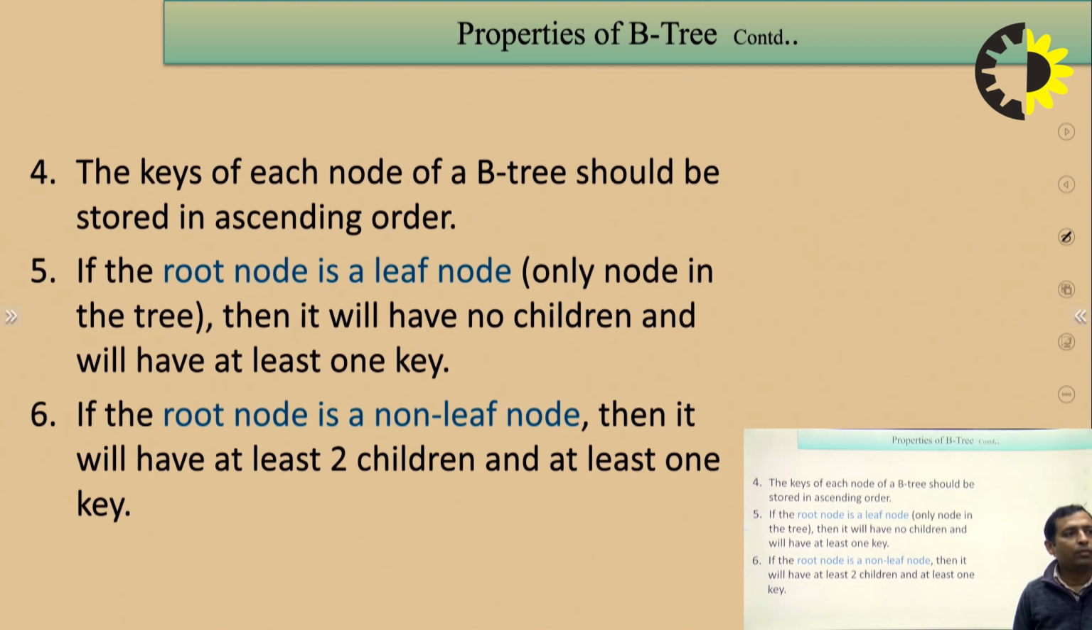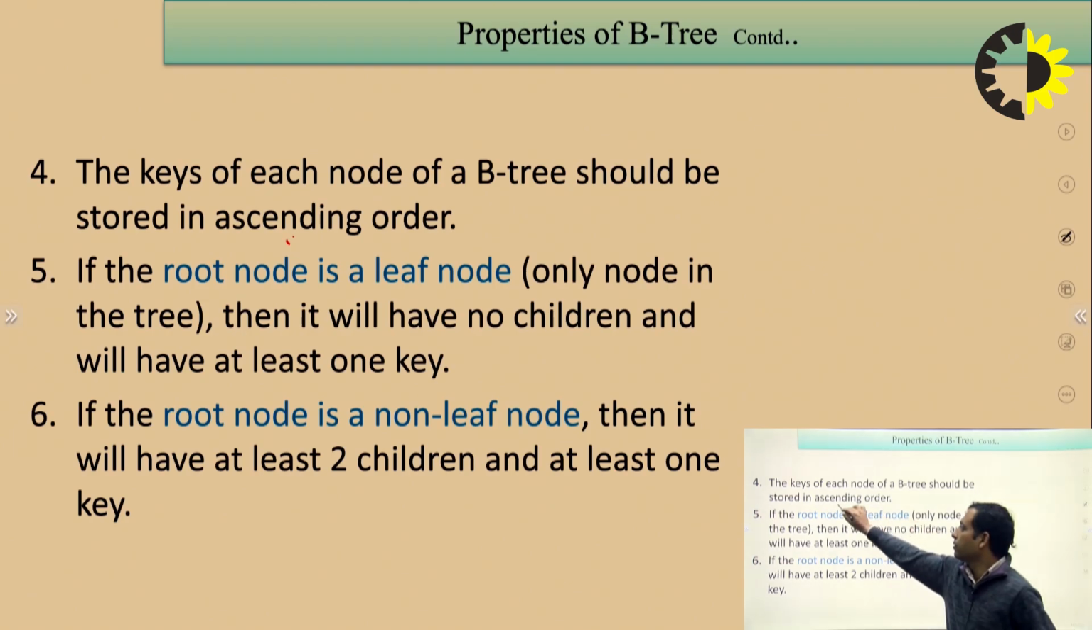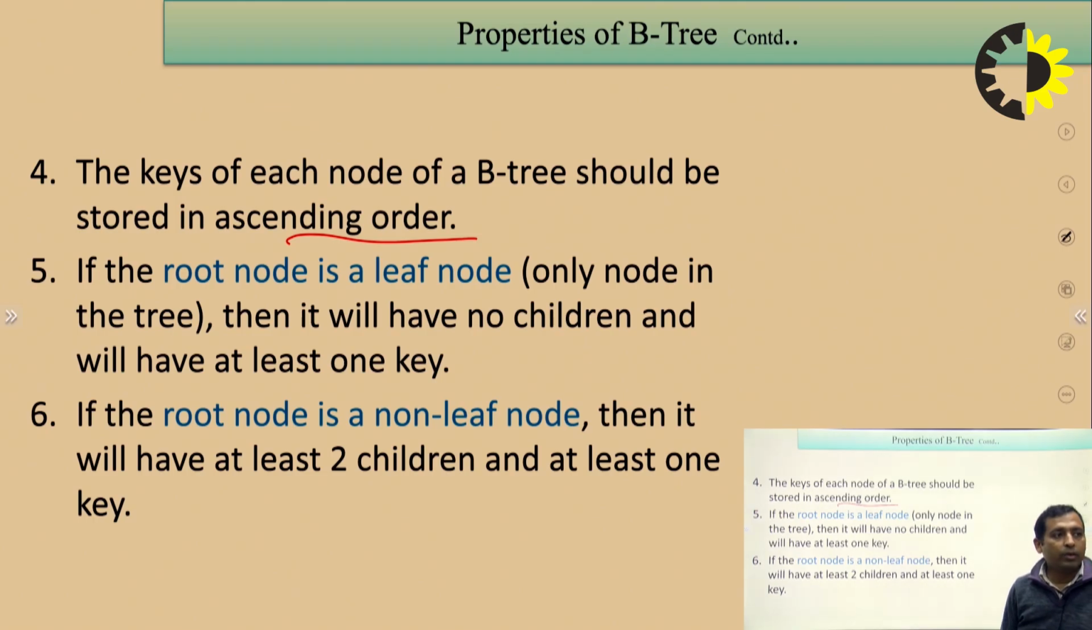The keys of each node of the B tree should be stored in ascending order. Multiple values can be stored in a single node, and they are stored in ascending order. Next property: if the root node is a leaf node, maybe in the first case, the only node of the tree, then it will have no children and at least one key. If the root node is a non-leaf node, then it will have at least two children and at least one key. So these are some properties of the B tree.